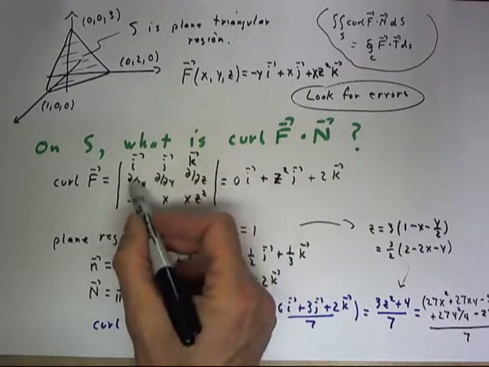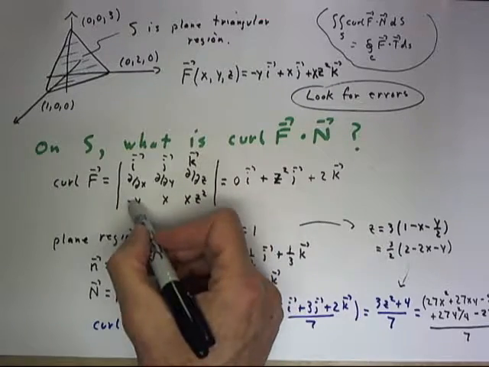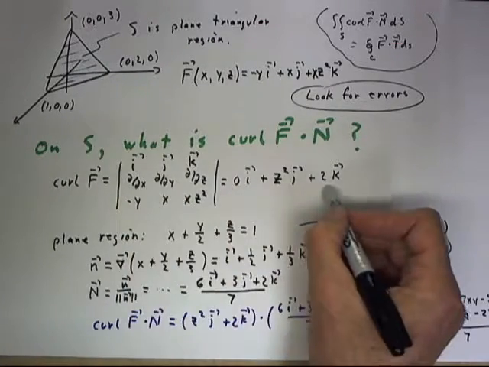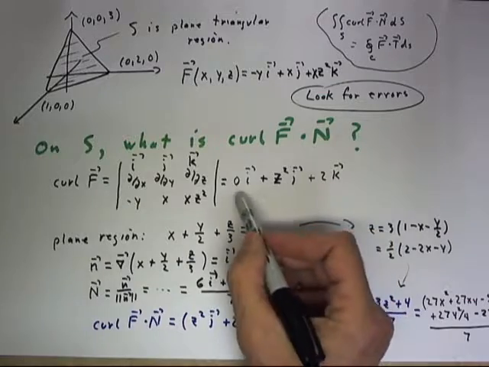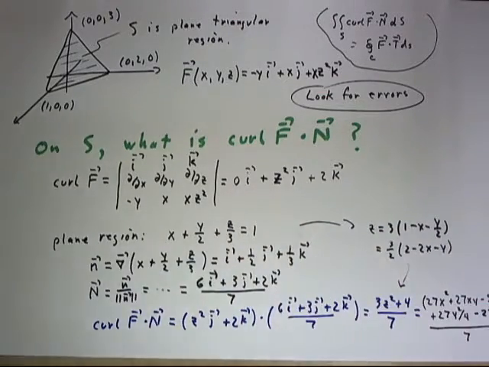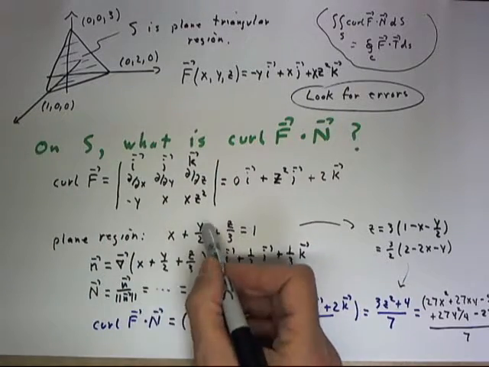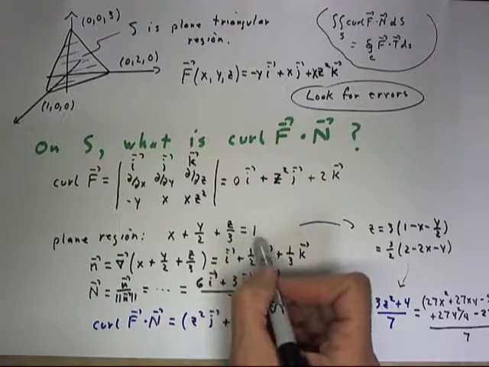And then k times this one minus this one. Well, this is 1, and this is negative 1. 1 minus negative 1 is 2. So our curl of F, I believe, is just plain old z squared j plus 2k. Now, be on the alert for another error, but I believe this plane is simply described by x plus y over 2 plus z over 3 equals 1.